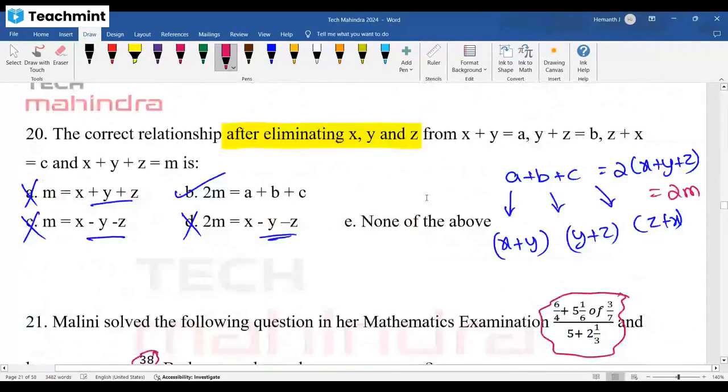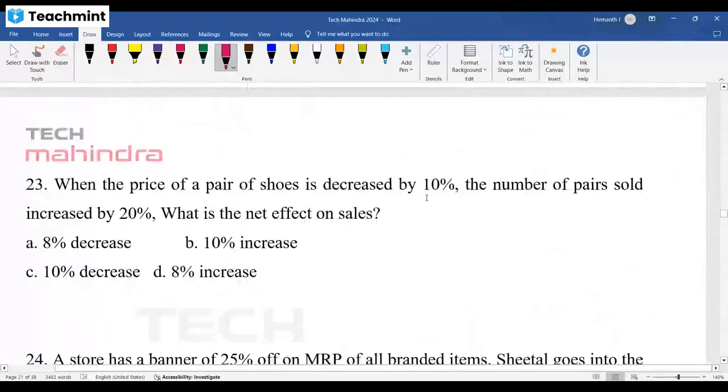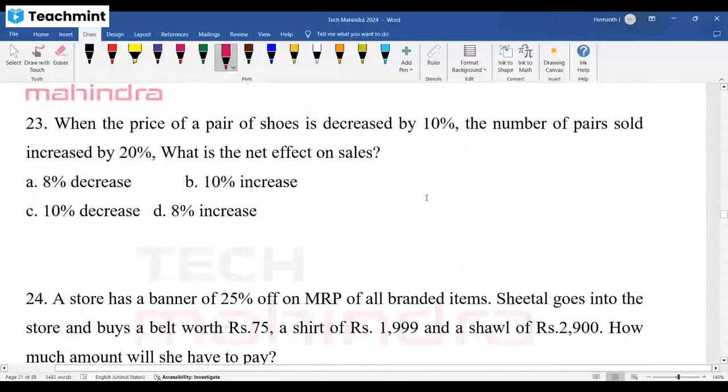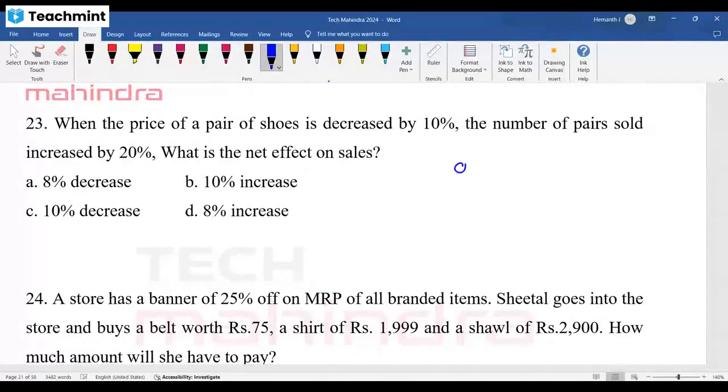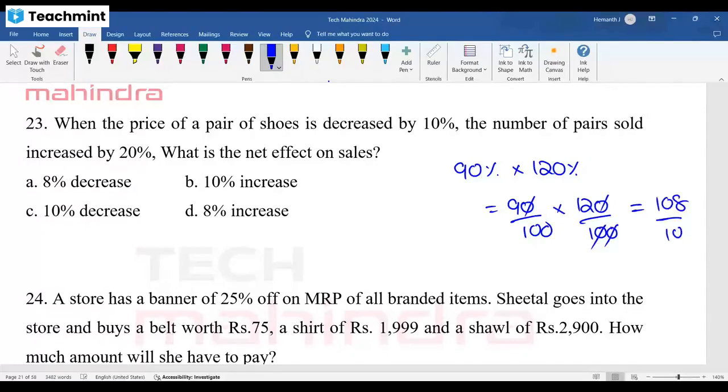Now see this next question. The price of a pair of shoes is decreased by 10%, then increased by 20%. Decreased by 10% means 90%, and increased by 20% means 120%. 90% means 90 by 100, 120% means 120 divided by 100. The zeros cancel. 9 into 12 is 108. 108 divided by 100 is 108%, which means an 8% increase.